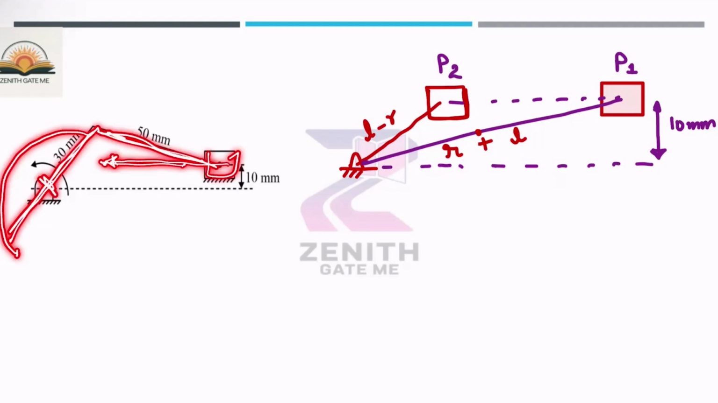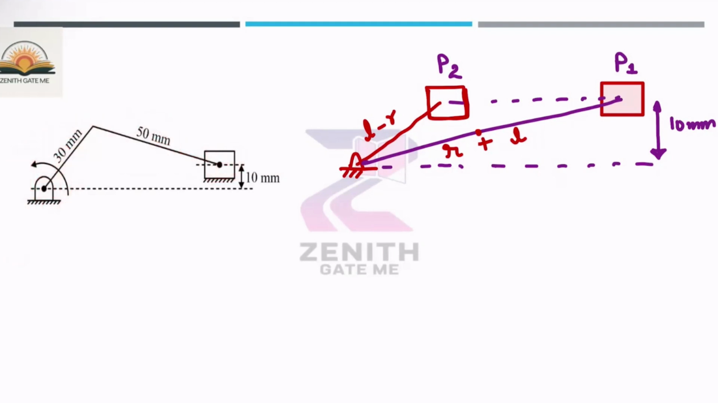So what is this distance? This distance is L minus R only, because this total length is 50 mm, and the crank reaches here, this is 30. So what is this distance? 20 mm only. Okay, so now I am just representing with L and R. So L minus R. Let us suppose this point is A and this point is B.